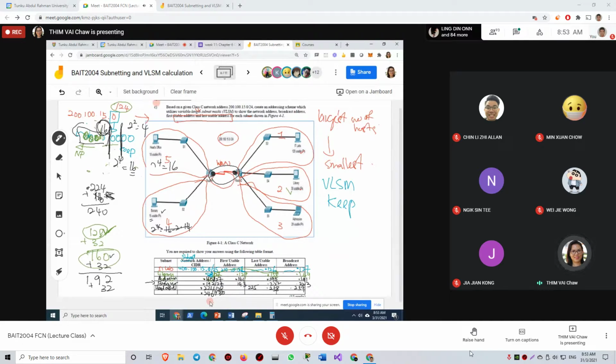Okay, unless you have another network topology diagram. So this one will be 241. Here will be 242. Here will be 243. Okay, so this is an example there.